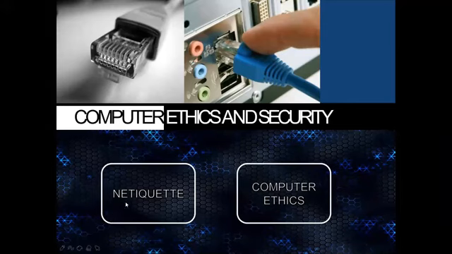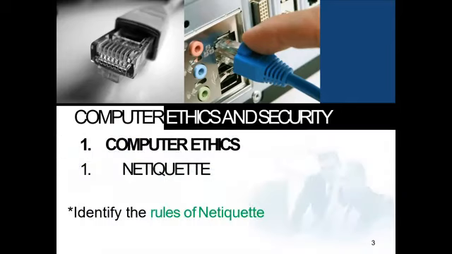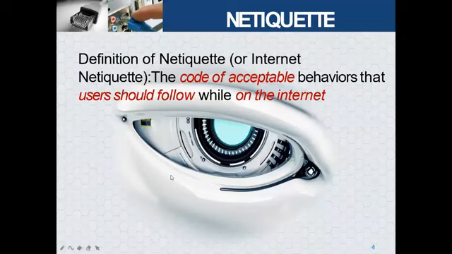So what are the etiquettes? Etiquettes are the manners. Etiquettes are the rules and the regulations which are set to use something, to communicate with each other, right? Now, computer ethics and netiquette. Now, we can see the definition of netiquette. Definition of netiquette or internet netiquette: the code of acceptable behaviors that users should follow while on the internet.